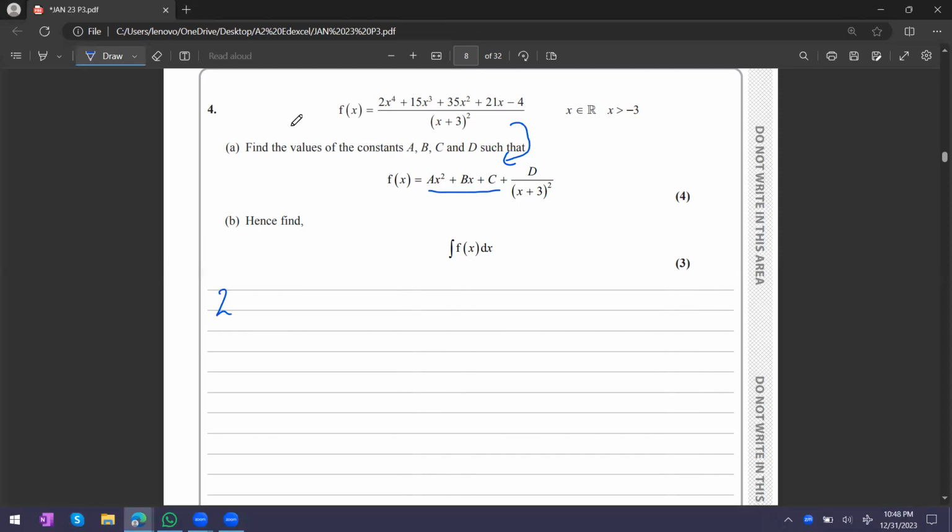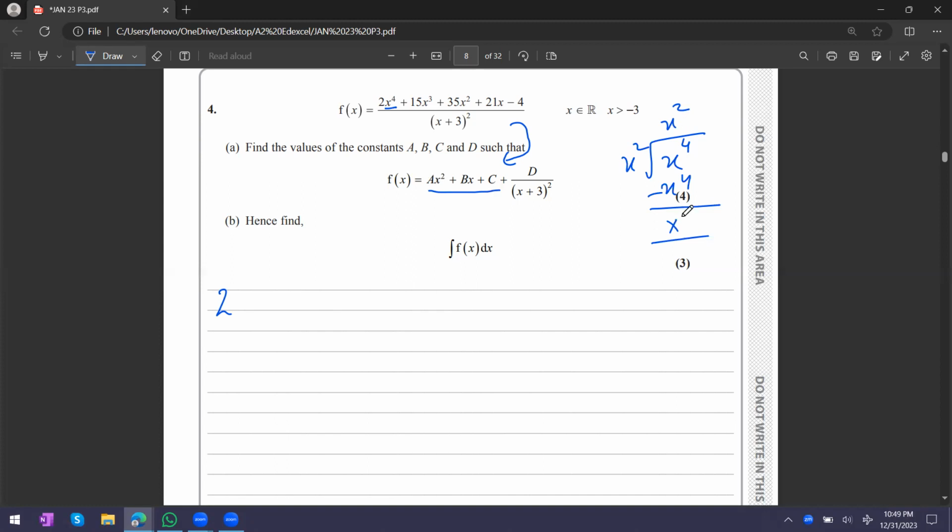Just very quickly, this is an improper fraction because you have a higher power of x on top, x raised to power 4, and a lower power of x on the bottom, x raised to power 2. So just like a number, this is an improper fraction. If you divide x raised to power 4 by x square, you multiply with x square, get x raised to power 4, and subtract. So you have a quotient of x square, which means a quadratic function will be the quotient. That's why you have a quadratic function first here.